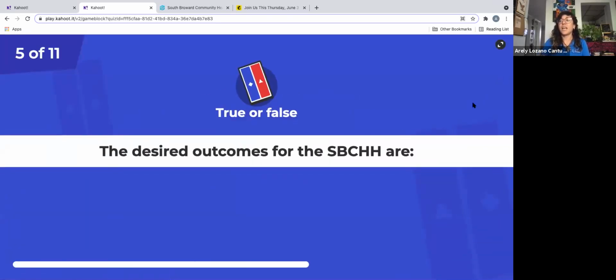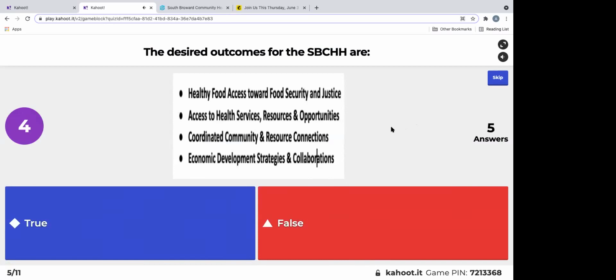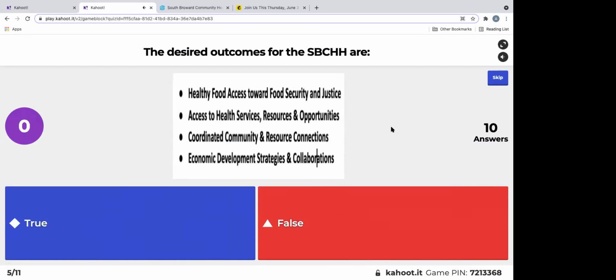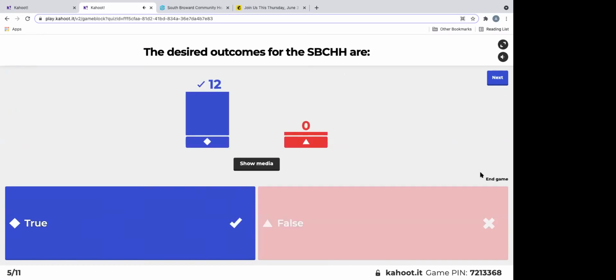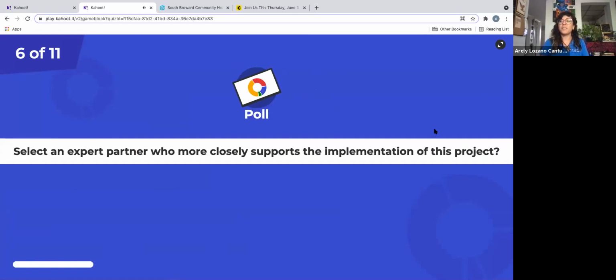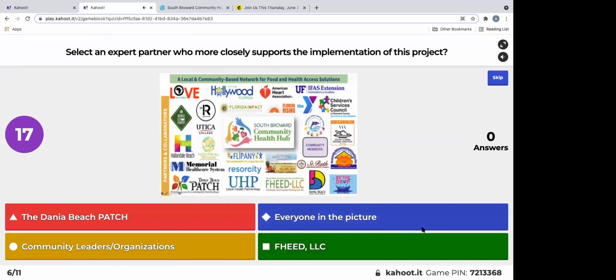All right, the desired outcomes for the South Broward Community Health Hub are healthy food access, access to health services, coordinated resources, and economic development. True or false? Yay, good job, everybody. Next up, select an expert partner who more closely supports the implementation of this project. You can pick one, or we just want to know one at least that you know of.